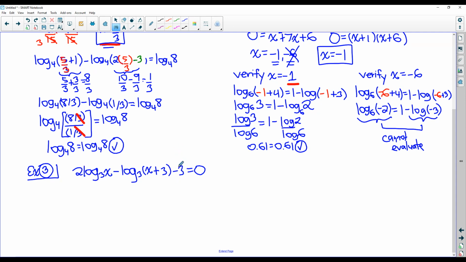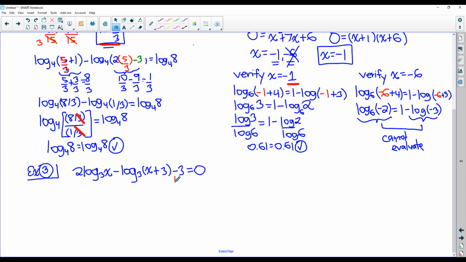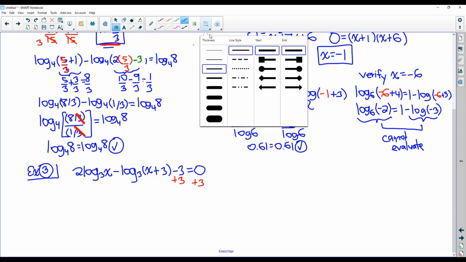You also have a constant term right here that doesn't have a log attached to it. So my general idea is I'm going to eventually try to combine these two together, so we'll have these two on the same side. But that constant term, I just want to get to the other side, so we'll move that to the opposite side.